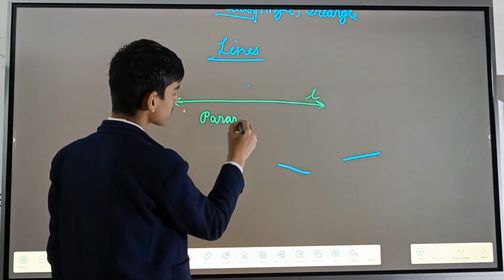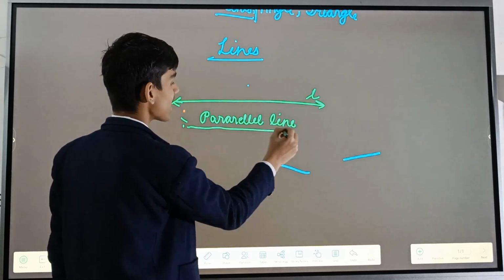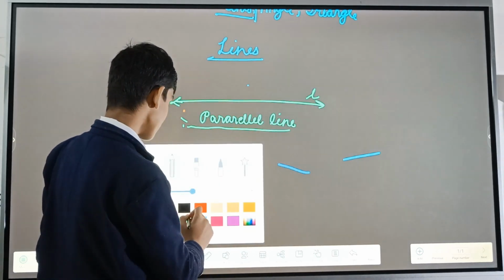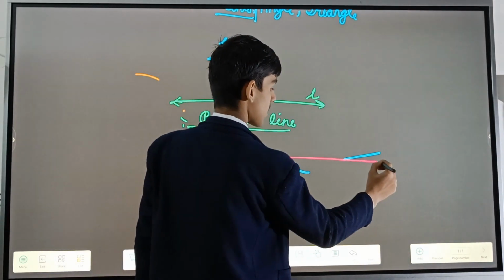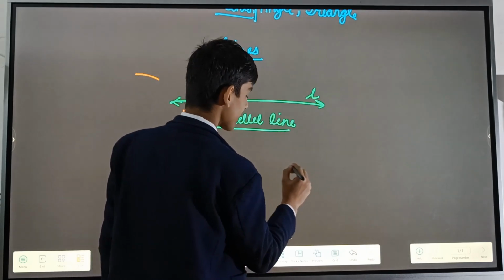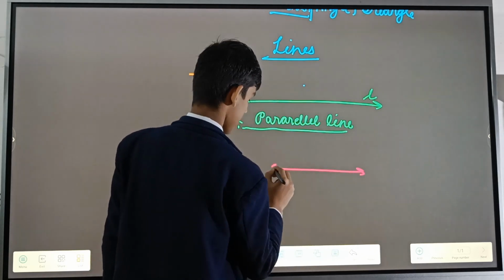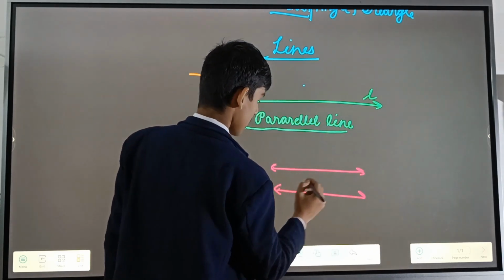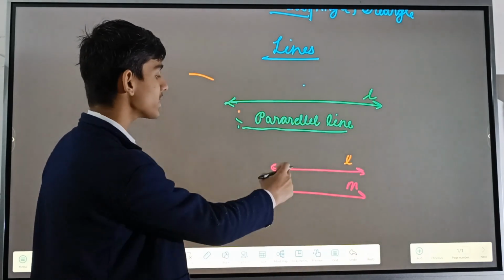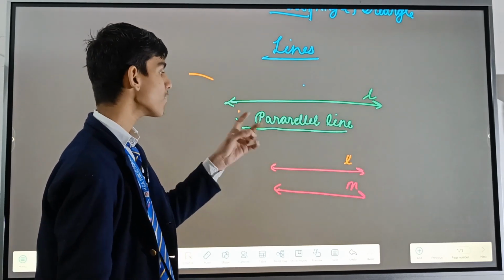Parallel line. Two lines in the same plane that do not intersect each other are called parallel lines. Suppose we draw two lines like that, and we name them L and M. These are parallel lines because both lines do not intersect each other and go in the same plane. So it is called parallel line.